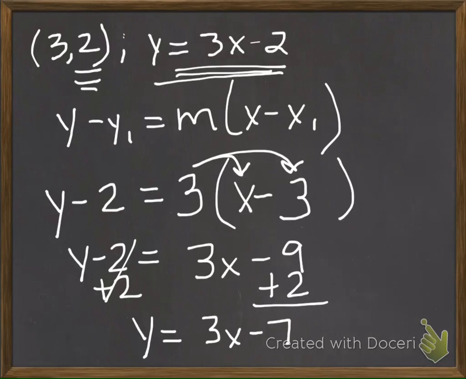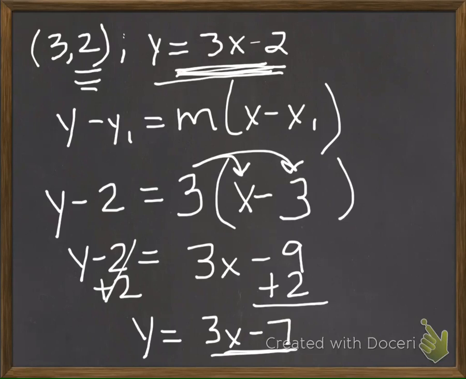Okay? And then once it's in y equals 3x minus 7, that is your slope-intercept form, so you are done with that problem. That is what we do when it asks us to write an equation of the line that passes through the given point and is parallel to the graph of the given equation. As you can see, the given equation is 3x minus 2, and our new equation, once we get done, is 3x minus 7.